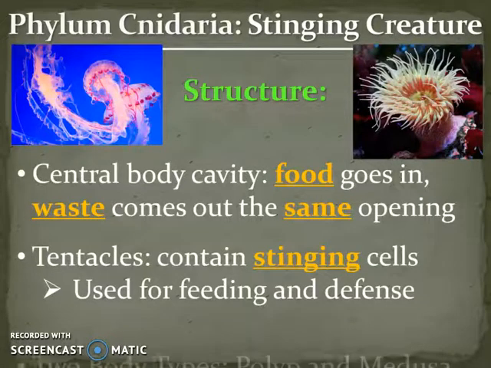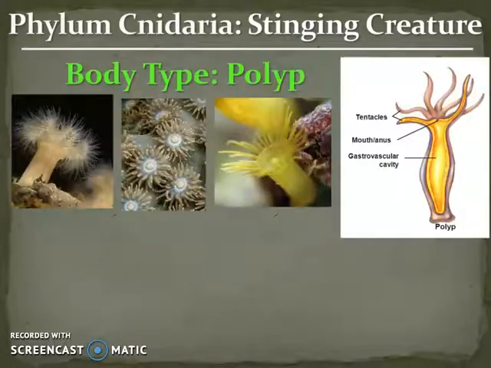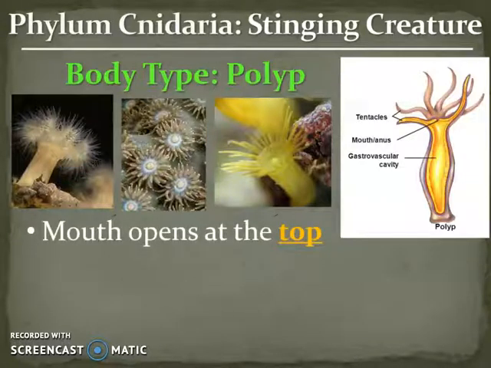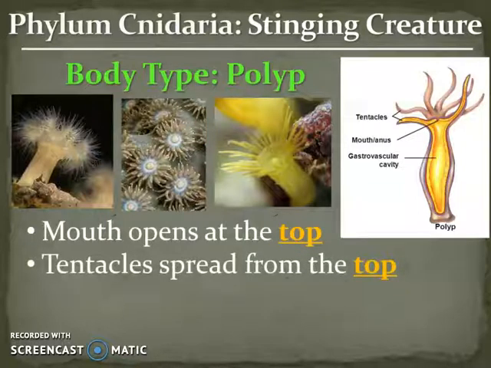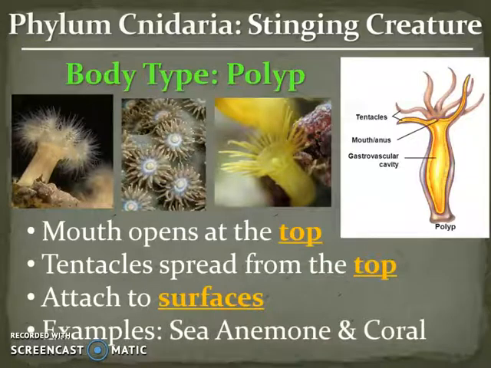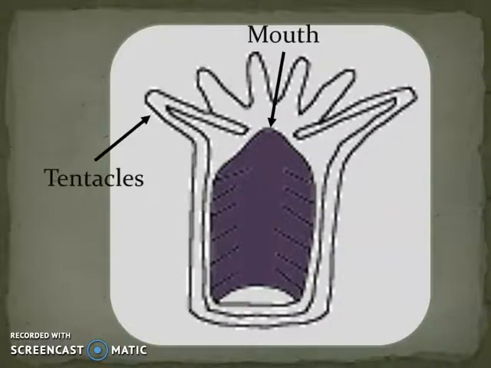There are two different types of body structures that we're going to talk about. The first one is called the polyp, and that is the way it's shaped. Notice that these polyps open up to the top, so the mouth is at the top, and the tentacles go from the top. The bottom of a polyp is almost always attached to a surface. So when we think of polyps, we normally think of sea anemones and coral. In your note packet, you have this picture of a polyp. Let's go ahead and label the mouth and label the tentacles.